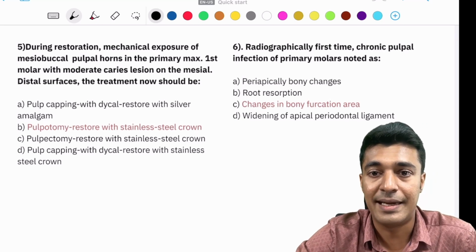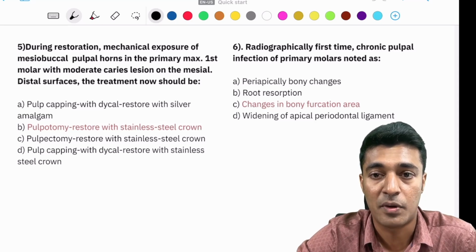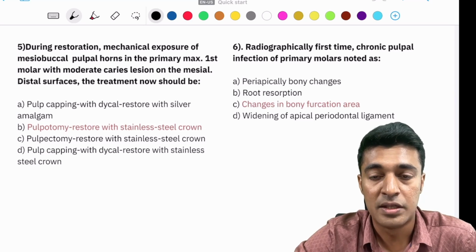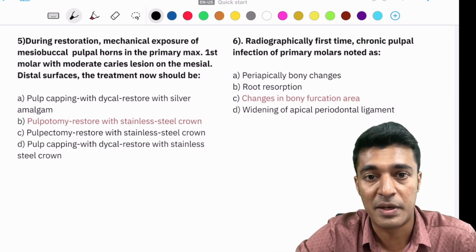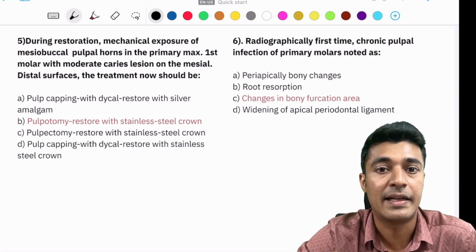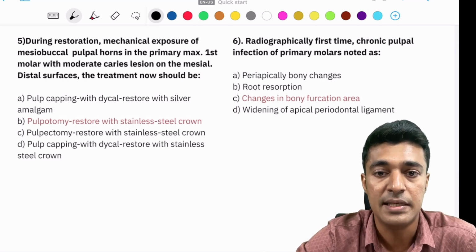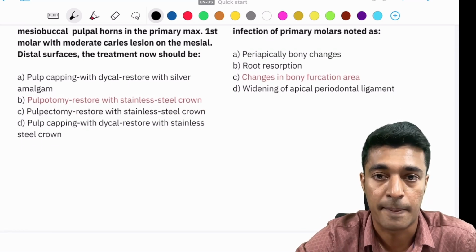Question number 6. Radiographically, first sign of chronic pulpal infection of the primary molars is noted as. So if there is a chronic pulpal infection, there will be changes in the furcation area. Interradicular radiolucency will be present. So the answer for that is option C, changes in bony furcation area.